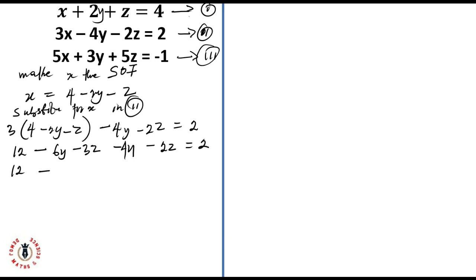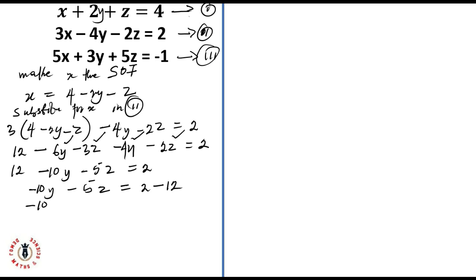Obviously, 12 minus, let's now collect like terms, 6y and minus 4y becomes minus 10y. Minus 3z and minus 2z becomes minus 5z is equal to 2. So minus 10y minus 5z is the same thing as 2 minus 12, which is minus 10. Let's call this equation 4.